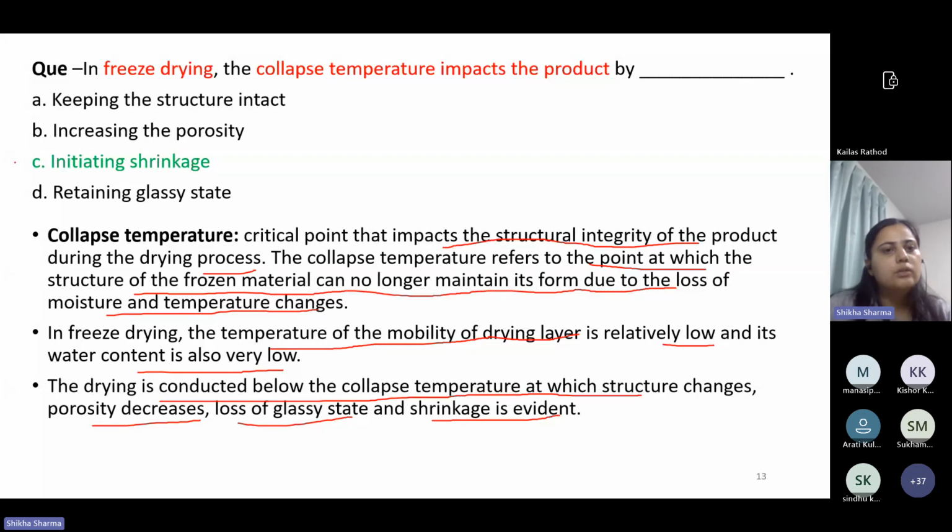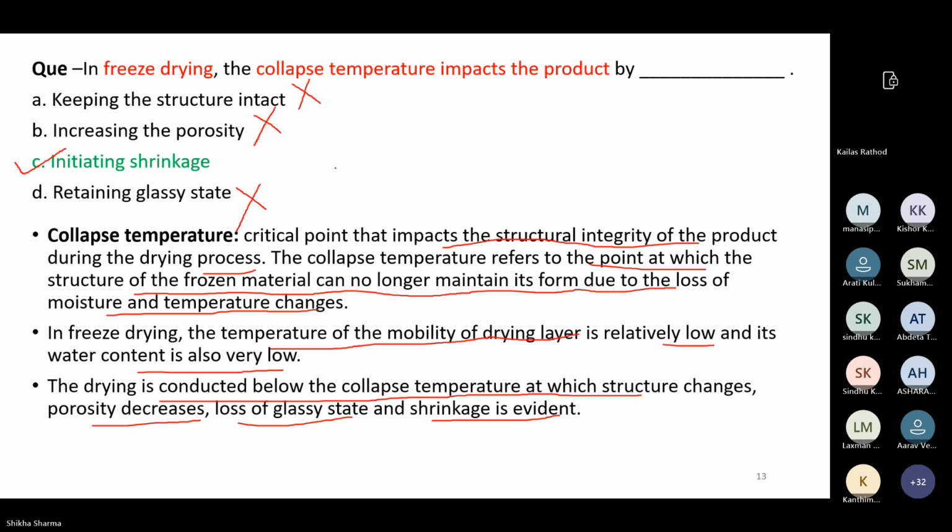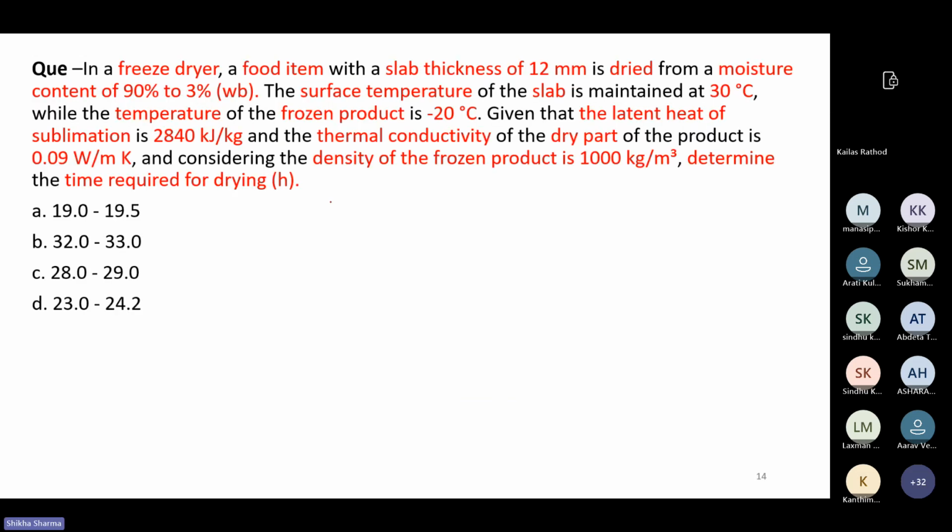So option C is correct, because option D says retaining the glassy state, whereas there is a loss of the glassy state. Another option says increasing the porosity, whereas the porosity is decreasing, and keeping the structure intact is not correct because there is a change in the structure. So option C is correct. Is it clear? Yes, ma'am.